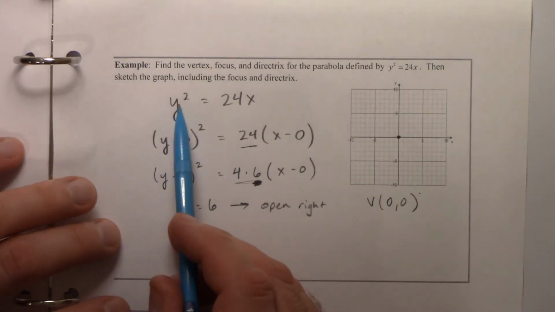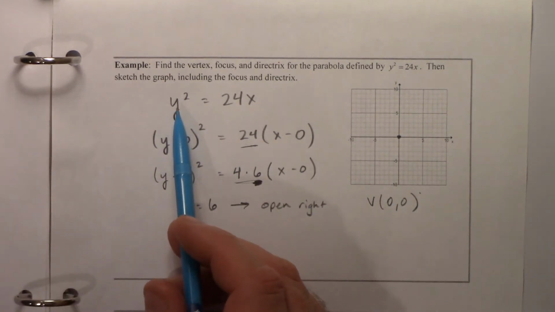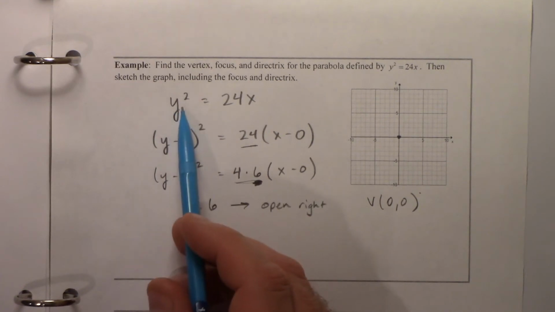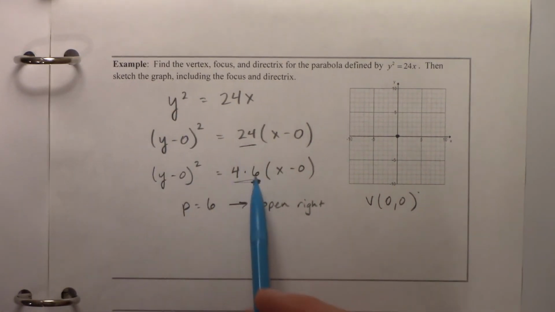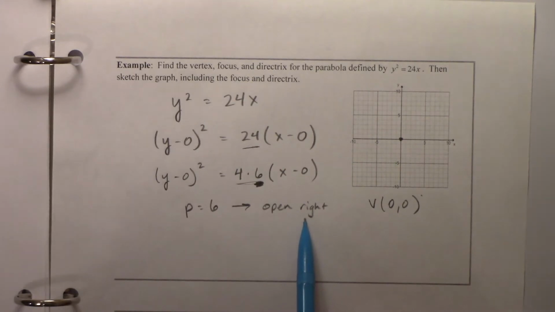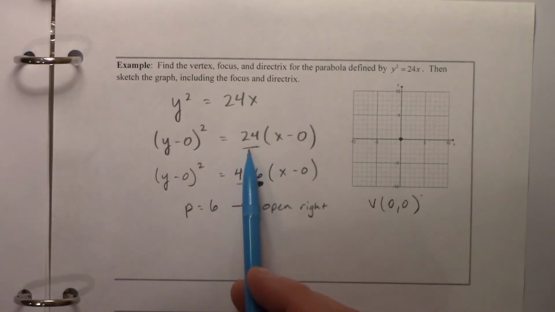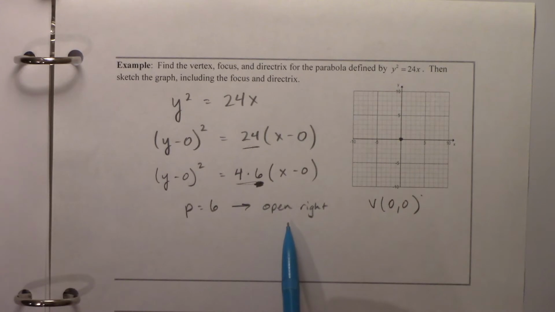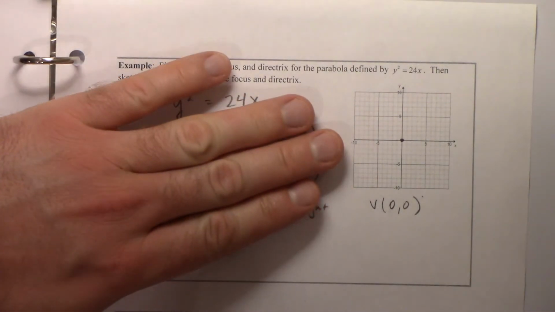So if the y is being squared, that's a horizontal parabola. Okay, it's going to open left or right. If the number in front is positive, that indicates it opens to the right. Had that been a negative 24, it'd be opening left. So back to our picture.